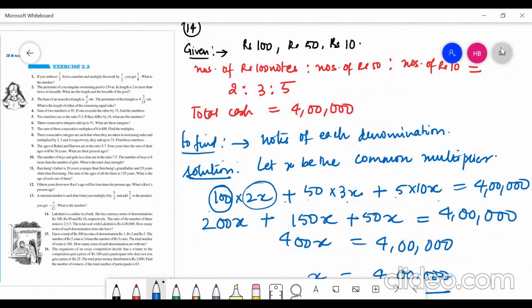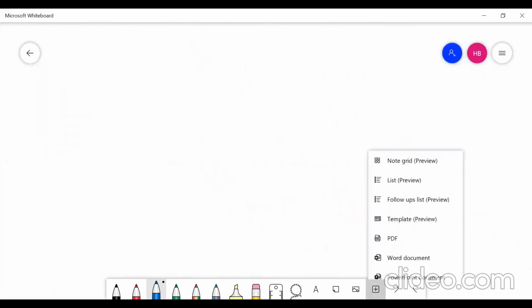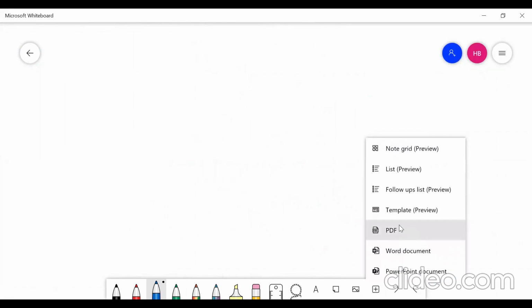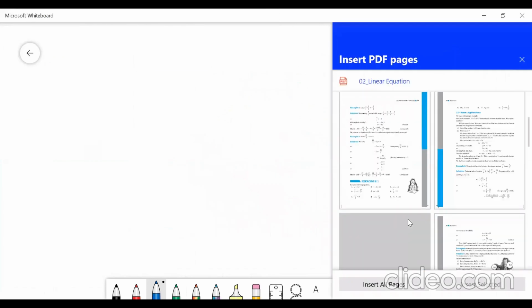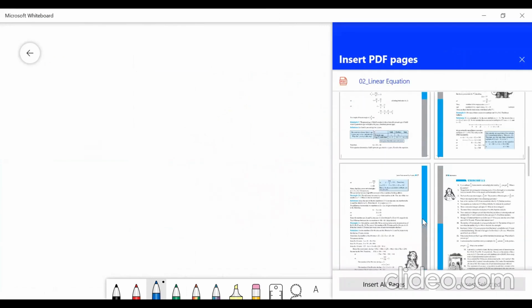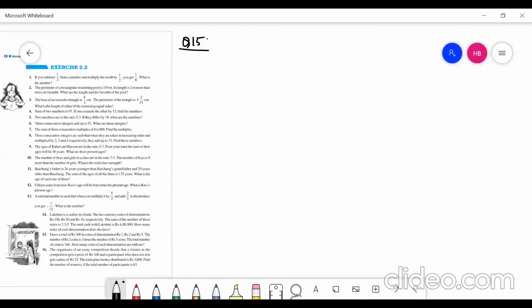Let's go to question number 15. Questions number 14 and 15 are very similar. So if you have got this, you should be able to do question number 15 as well. So just give me a moment. Yes. So let's do question number 15. Let's start question number 15.